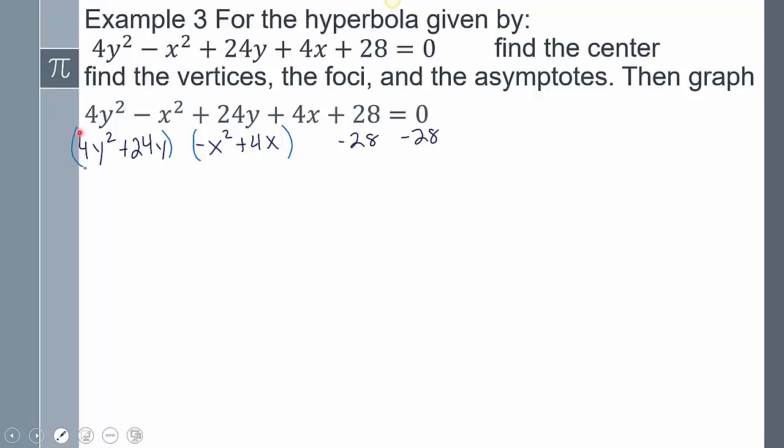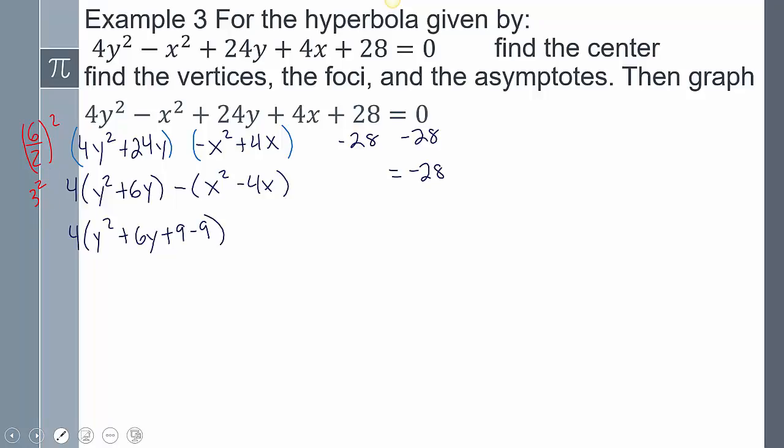Now to complete the square, I had to factor out the 4, b over 2 squared, and here I factored out the negative. And so b over 2 squared, 6 over 2 is 3 squared. 3 squared gave me 9. I added and subtracted 9 on the inside there. To do that with the x, negative 4 over 2 squared was 4, and so I added and subtracted 4 inside the parentheses where the x's are grouped.